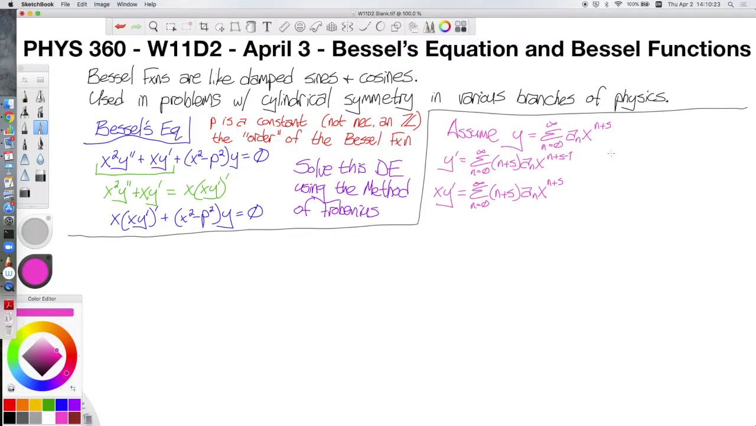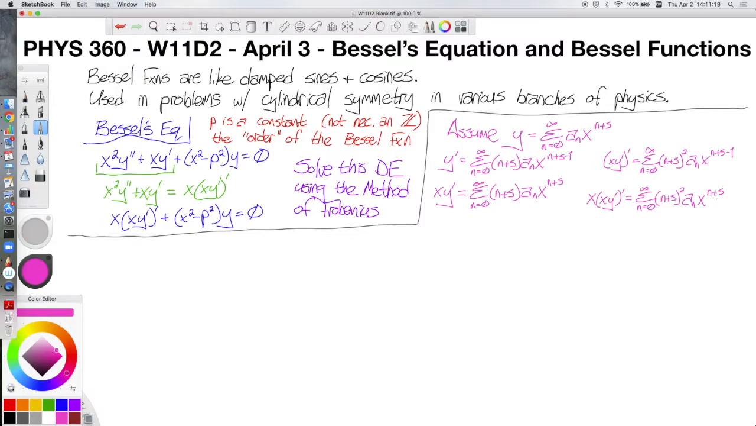Then we need to find our expression for x y prime, primed. We do that just by taking the derivative of the previous expression, and we get the sum from n equals 0 to infinity of n plus s quantity squared times a sub n times x to the n plus s minus 1. Now we can get the last expression we need, which is x times x y prime quantity primed. We basically take our previous expression and add 1 to the power of x, and we get the expression I just wrote.